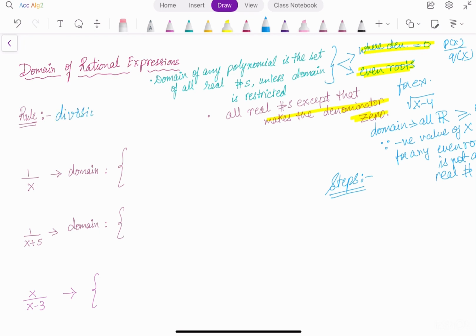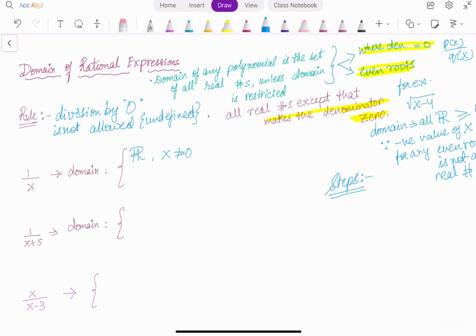So the rule can be division by 0 is not allowed, because when a denominator is 0, it becomes undefined. So 0 under, it implies undefined. That is the ordinary rule, and then we need to keep in mind those are the restrictions for the domain when we are talking about rational expressions.